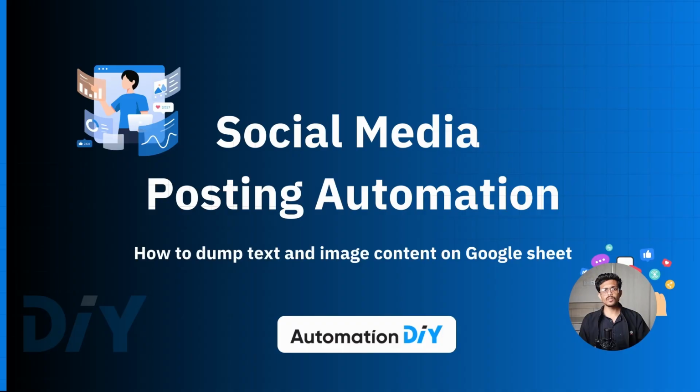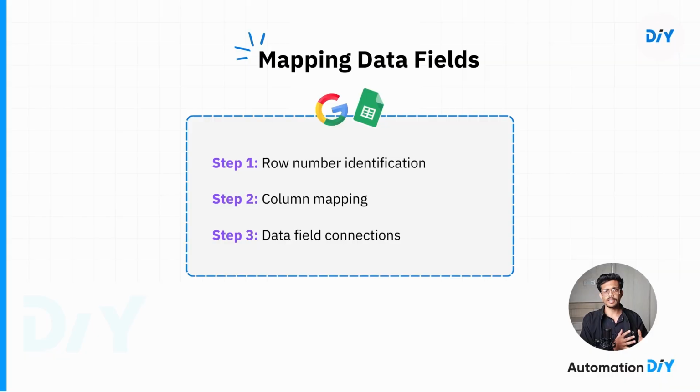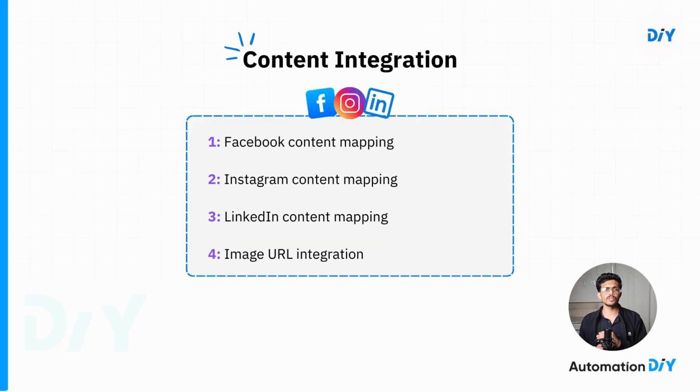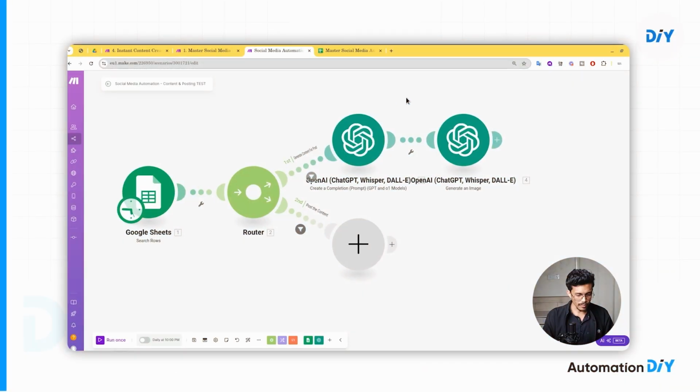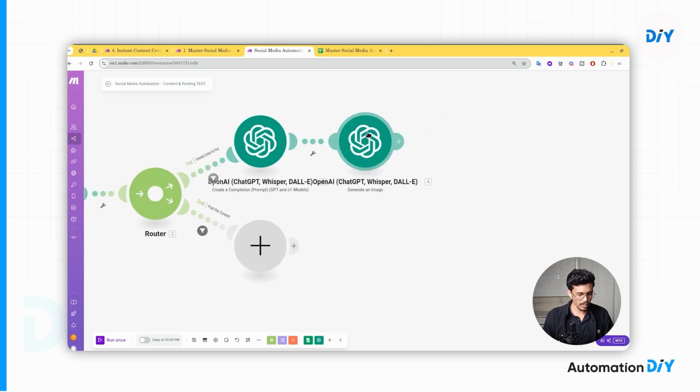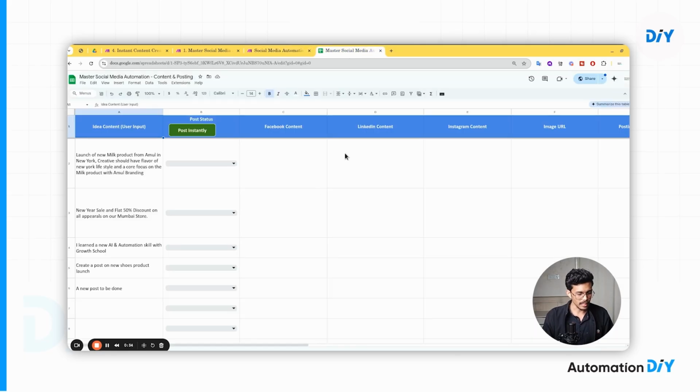Hey there, welcome to our lesson number 4, in which we are going to dump all those created contents, text content and image content, in your Google Sheet. So let's get started. After generating the text content and image from GPT, we are going to put that particular data in our sheet.